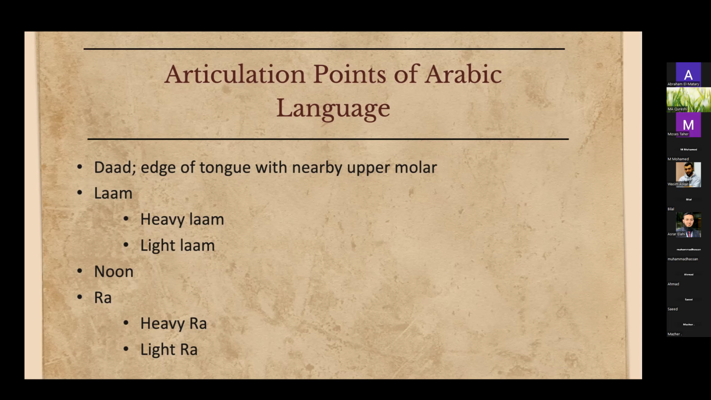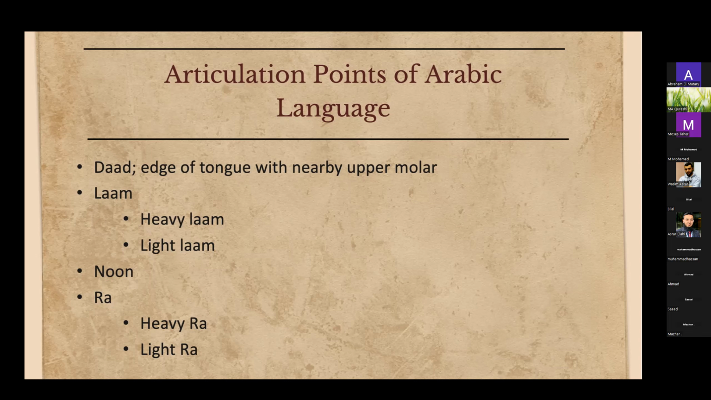Okay, and same thing. It's the same articulation point. If you want to make it a heavy ra, you just raise the back of the tongue. So you get firqa, so the ra is a bit heavier. If I carry on, كل فرق فر. So just remember that: raising the back of the tongue and lowering it. Oh yeah, ta, dal and ta. I'll get you to do that one, bro.